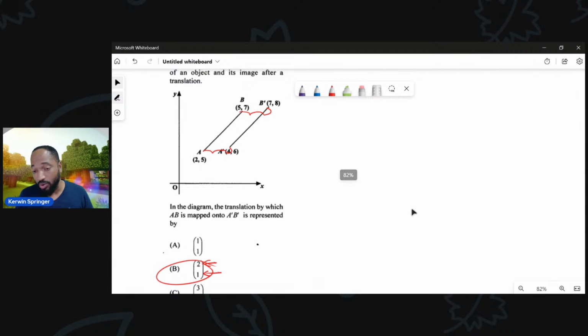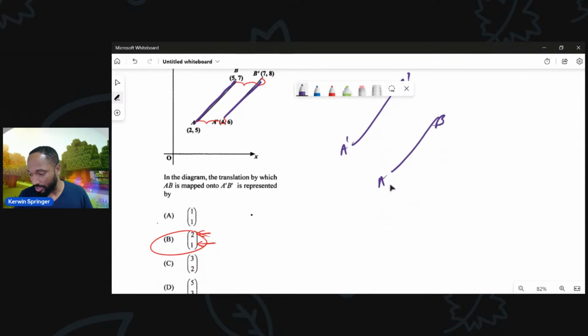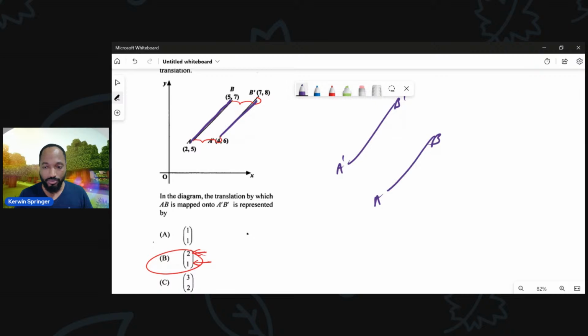Be careful. There's one question in this where these snakes, these vipers, they know they are custom playing the A, B here and the A prime, B prime here. Sometimes they'll do this and you'll see A, B here and A prime, B prime here. Do you catch that? So you went across 2 and you went up 1.